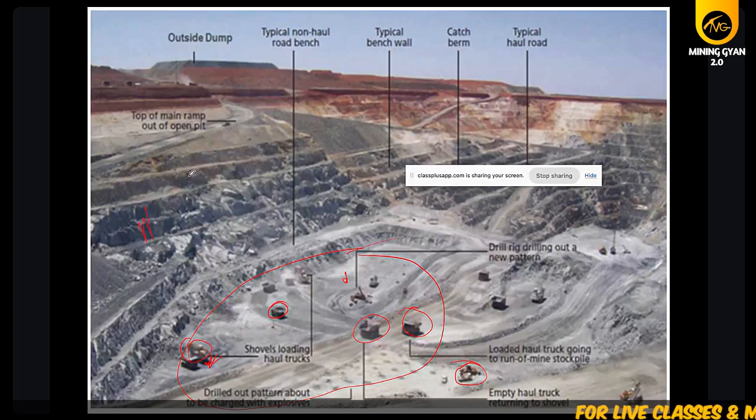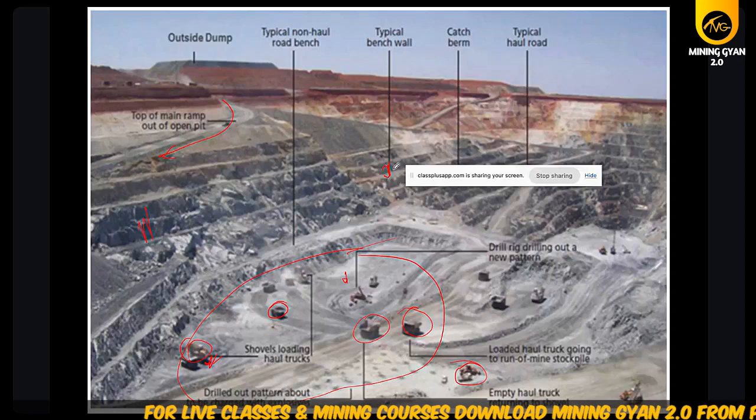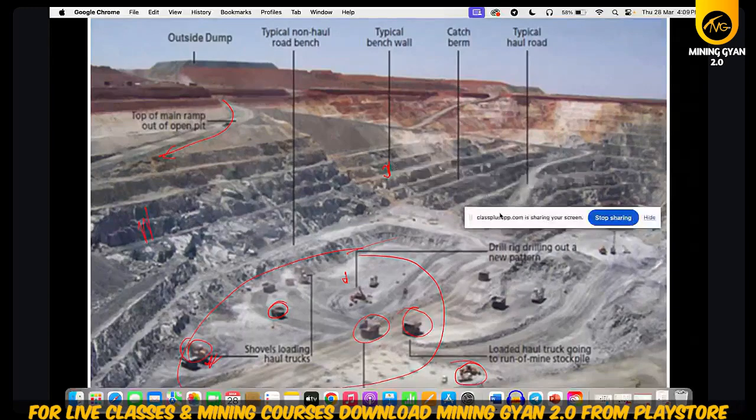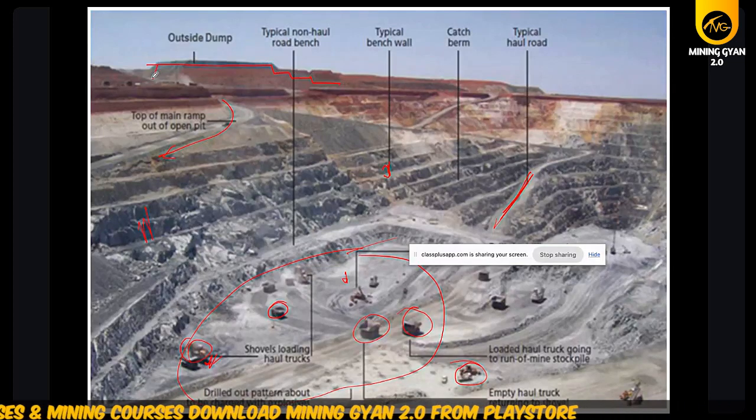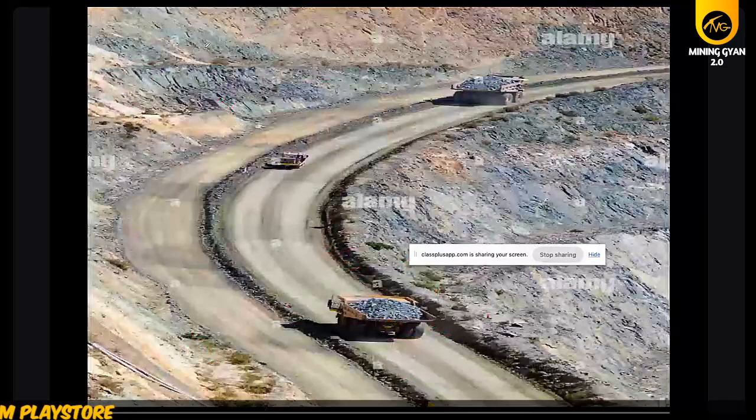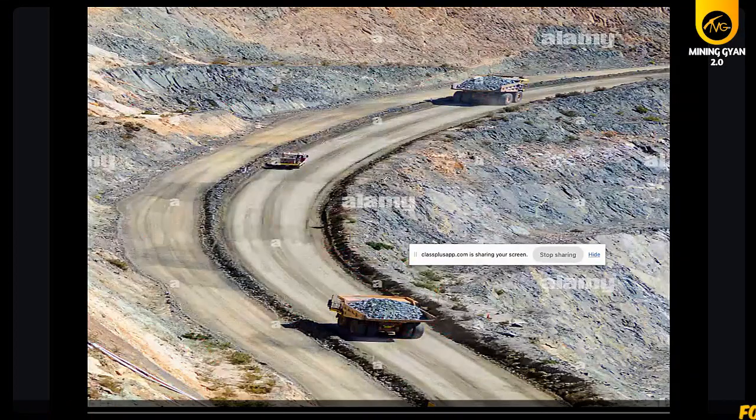This is your bench. This is the top ramp. This is your typical bench. This is a haul road. This is your outer dump. It should also be in bench form, so it will help not to collapse your OB. If it is a haulage road, then it will have your berm, which protects your vehicle from falling down.